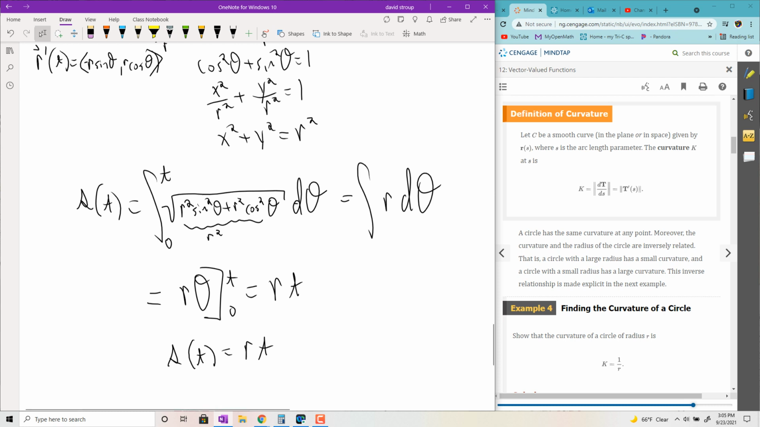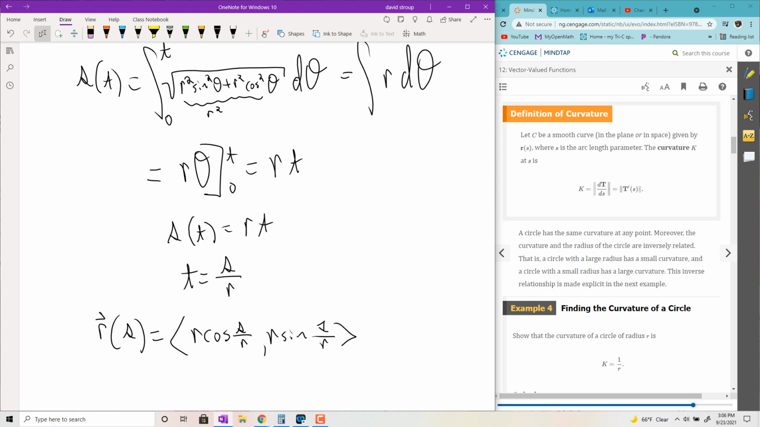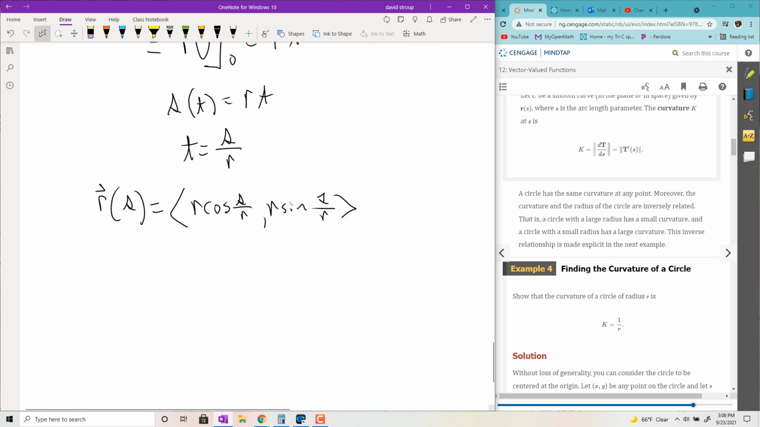Well, it's not much of a difference, is it? t you could replace with then s over r, right? So I can go back to my original vector value function and have r of s now. So that'll be r cosine of, used to be t, now it's s over r, comma r sine of s over r.